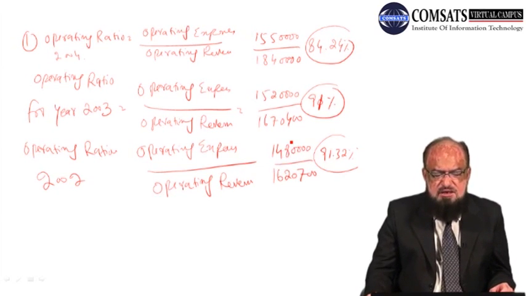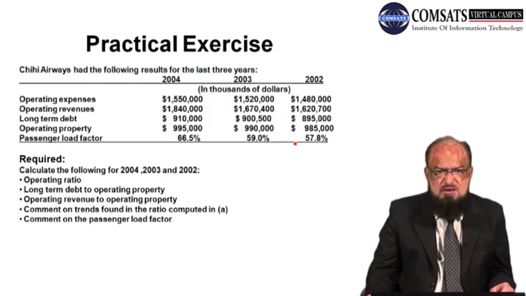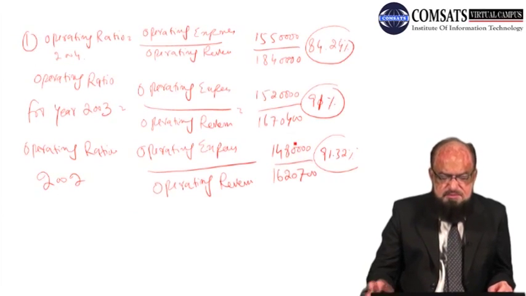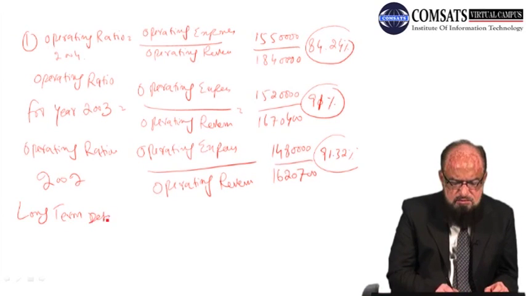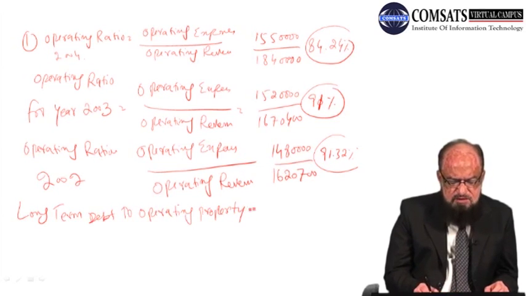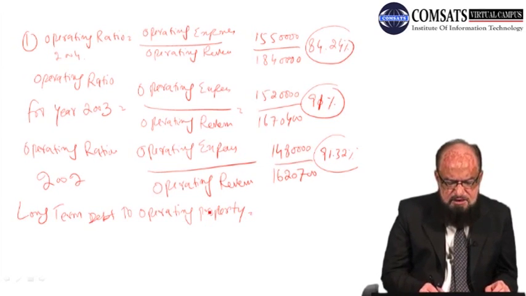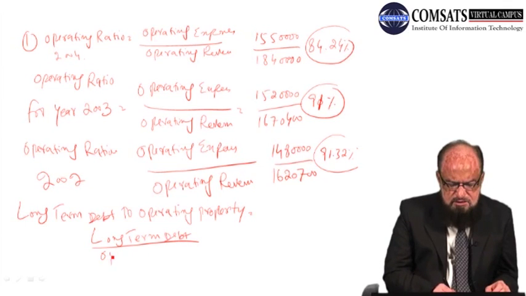Now we will calculate another ratio, that is long-term debt to operating property. The formula is very easy: long-term debt divided by operating property.